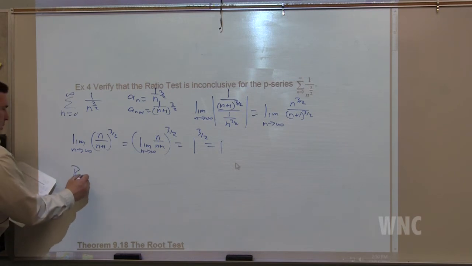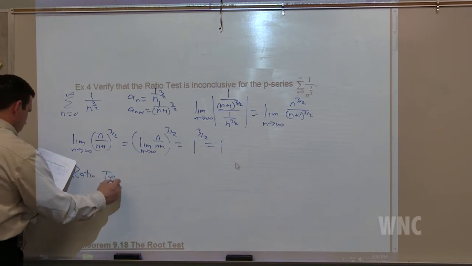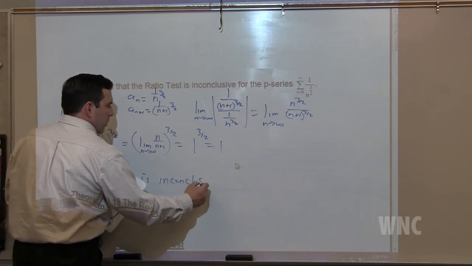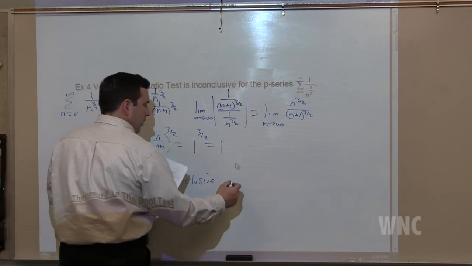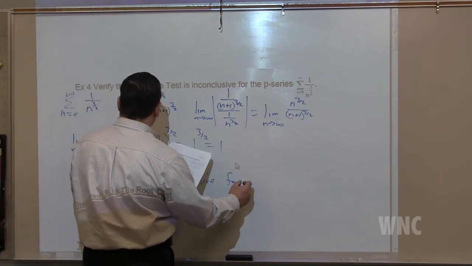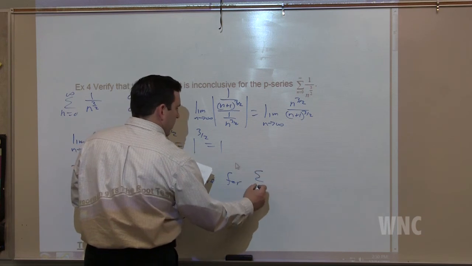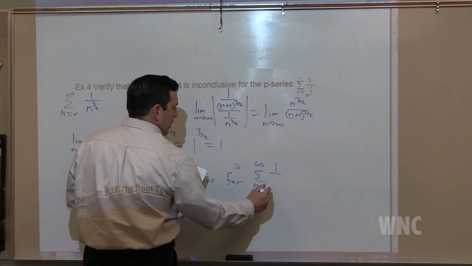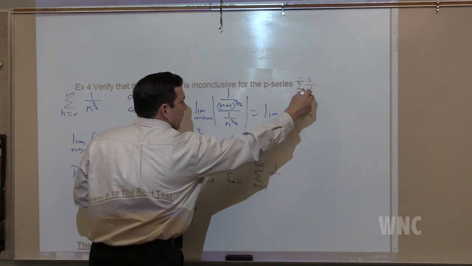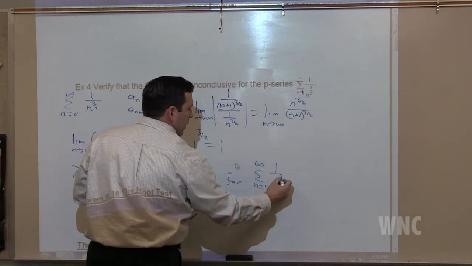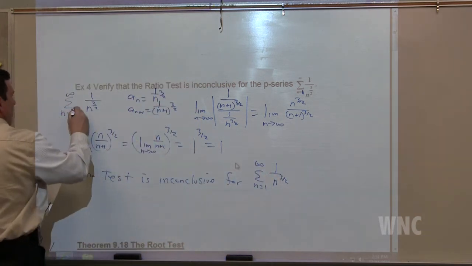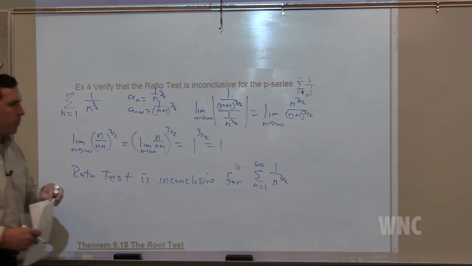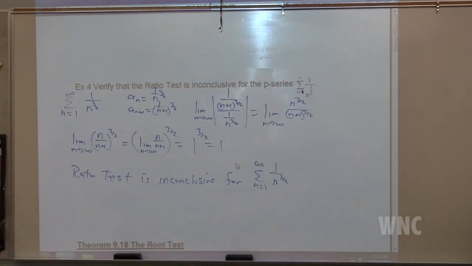So the ratio test is inconclusive for the sum n goes from 0 to infinity. It should be n goes from 1 to infinity, by the way, not 0, because you'd have it undefined for the first term, n to the 3 halves. Okay, and that's it for that one. Go ahead and move this up, look at the root tests.